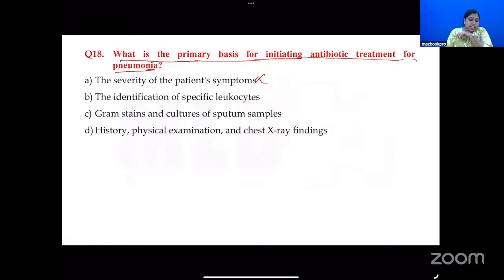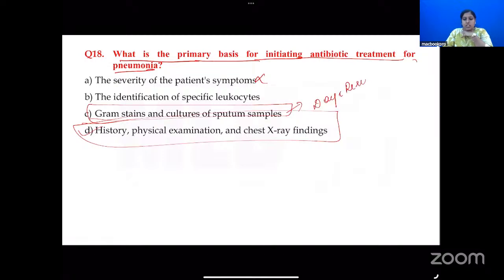Listen, D is the correct answer. Why? Practically think, the gram stain or culture of the sputum is going to take days for the result. Do we wait until that? Initially, we will start with the basic antibiotics in order to stabilize the patient. That will be our primary responsibility. Later, we will send the sample and start the empirical antibiotic therapy.